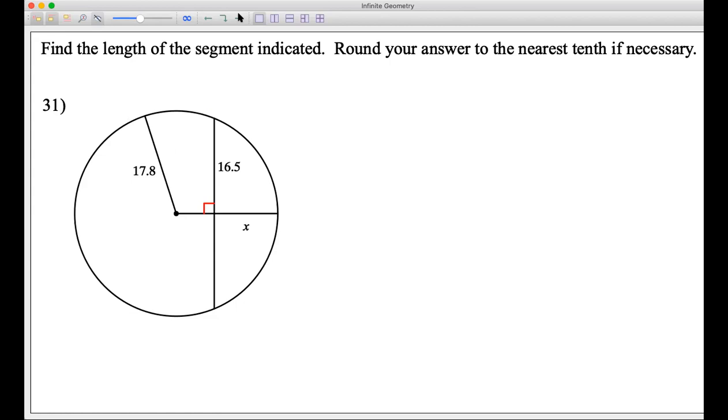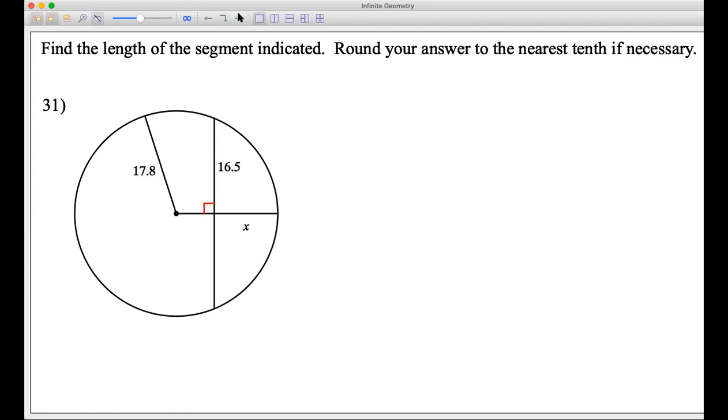We got to find x. X is part of a radius, right? I already know how big the radius is. How big is the radius? 17.8. As I see this, I need to subtract this unknown piece from 17.8. So the real problem is, how big is that? Make a right triangle and do Pythagorean theorem. I'm going to draw that line.